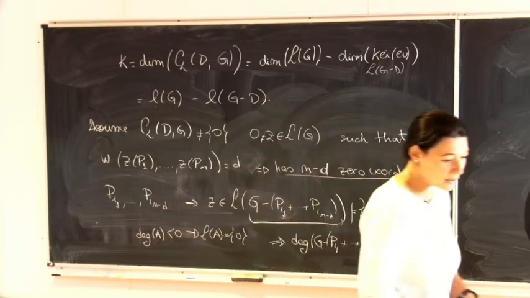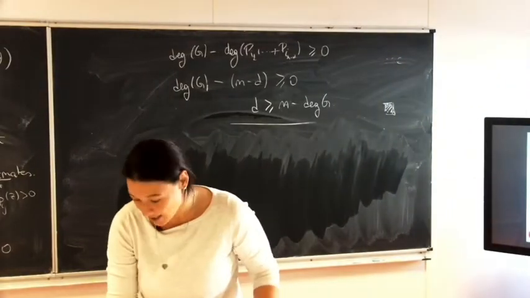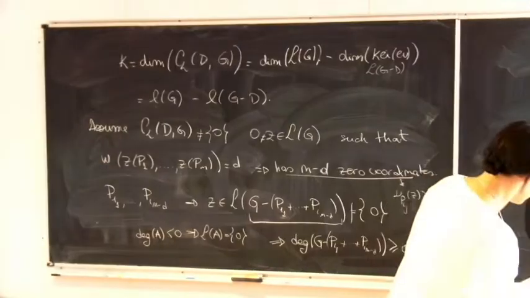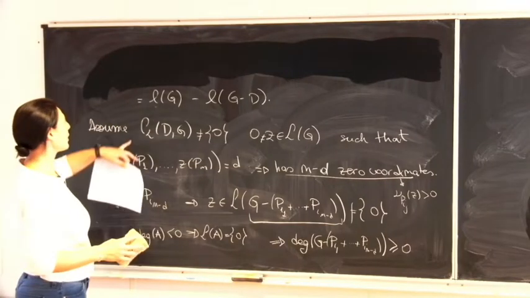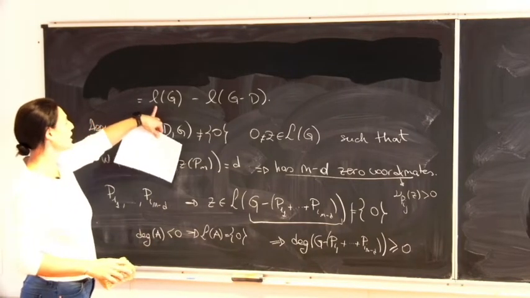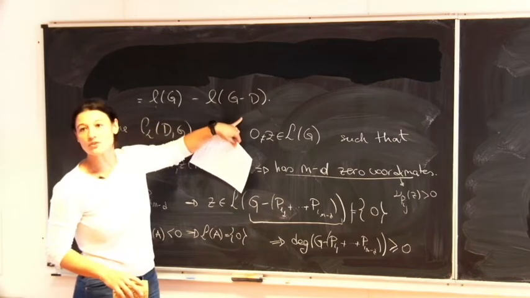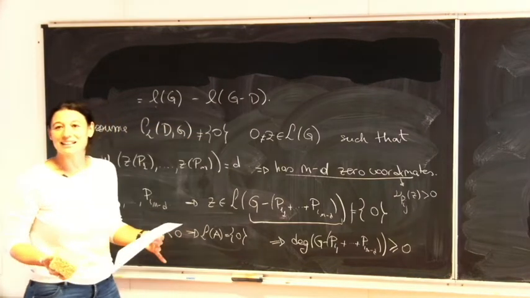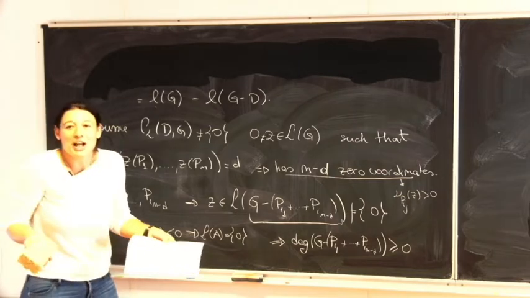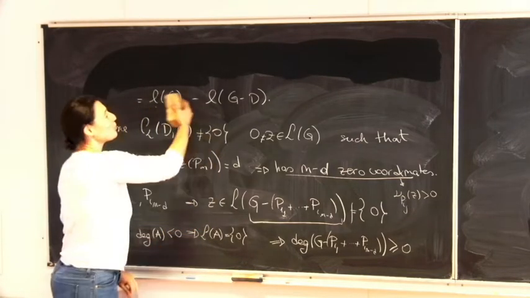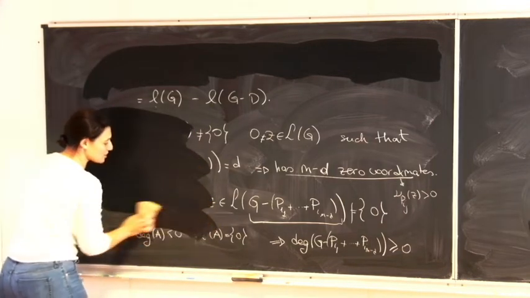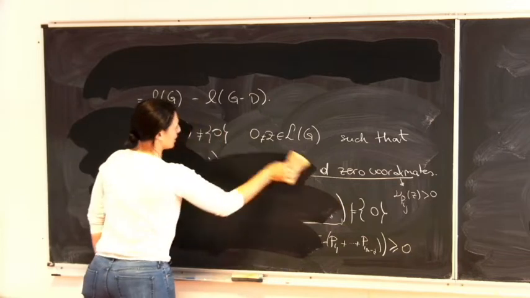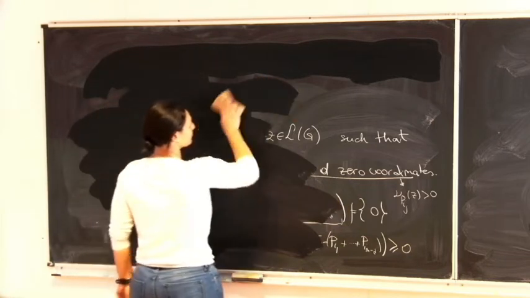So this is about the parameters, but we have a corollary of these results because, well, now I know that the dimension is exactly the dimension of G minus the dimension of G minus D, but what do I do with that? How do I compute these things? And so we are going to use the Riemann-Roch theorem to say something else about this.